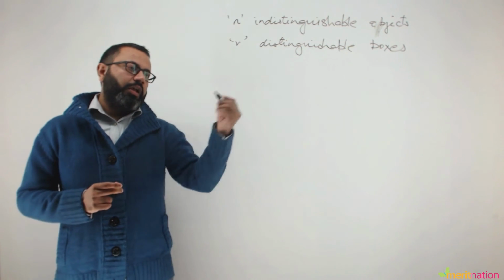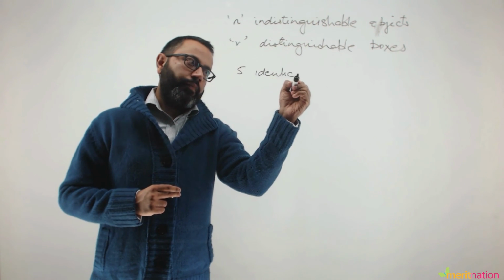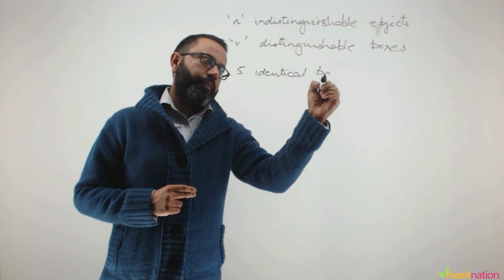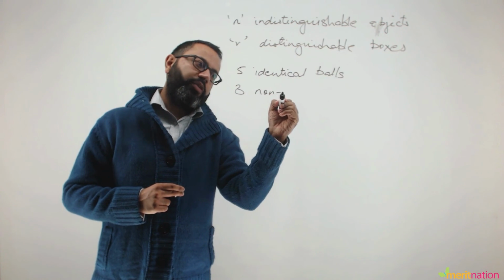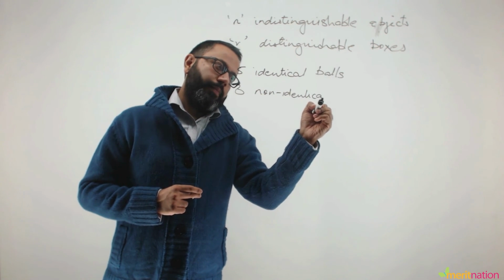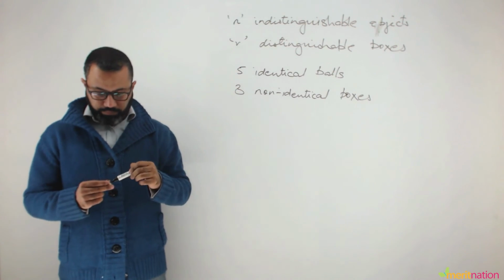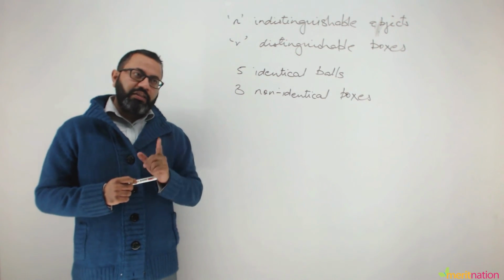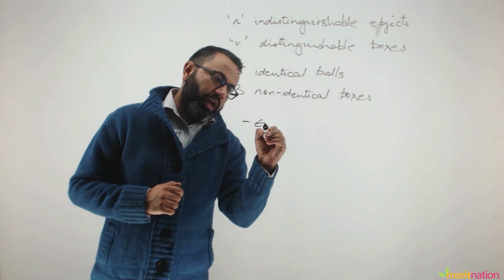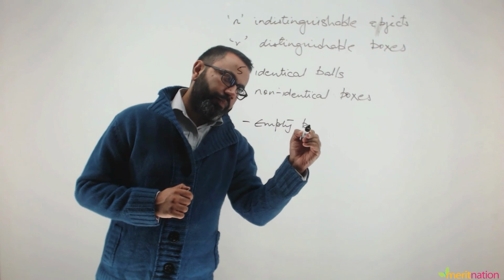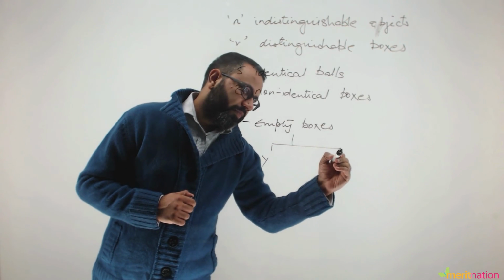Let's take a more concrete example. Let's talk about dividing 5 identical balls into 3 non-identical boxes. Now within this, we end up with 2 cases. Whether or not we allow empty boxes. So those 2 cases would be if we do allow empty boxes and if we don't.